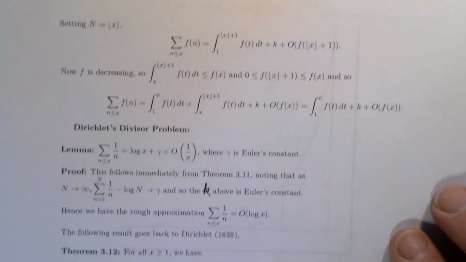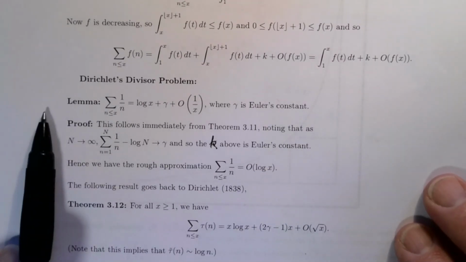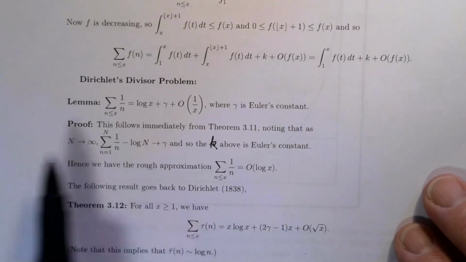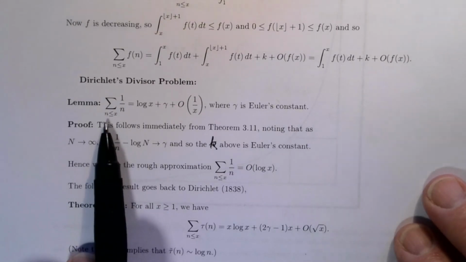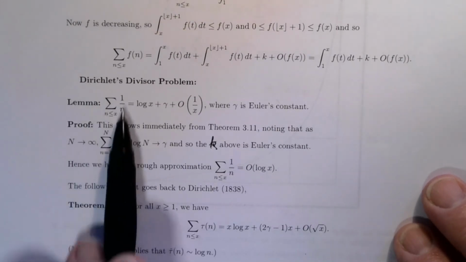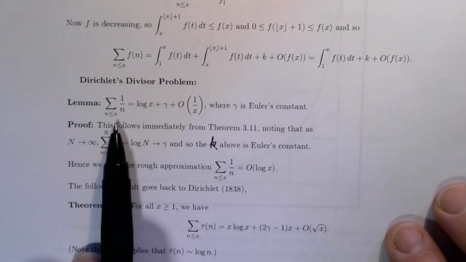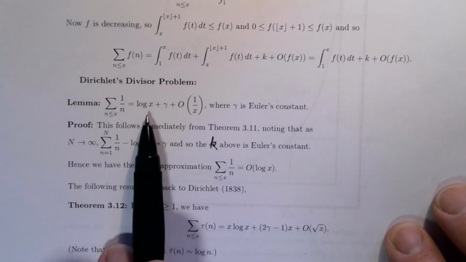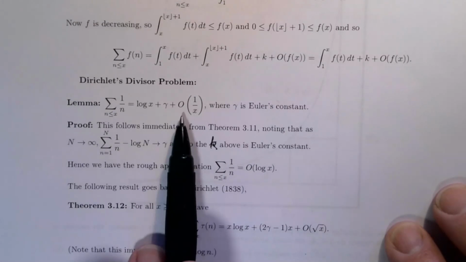So, first application of this, well, we need a little lemma firstly, which we'll use to then prove our main theorem. So the lemma says that the sum, firstly, of 1 over n for n less or equal to x, is log of x plus gamma, which is Euler's constant, the Euler-Mascheroni constant, plus big O of 1 over x.